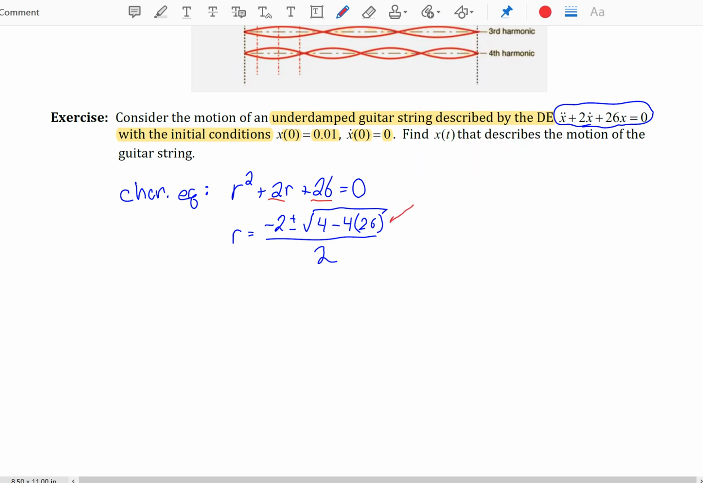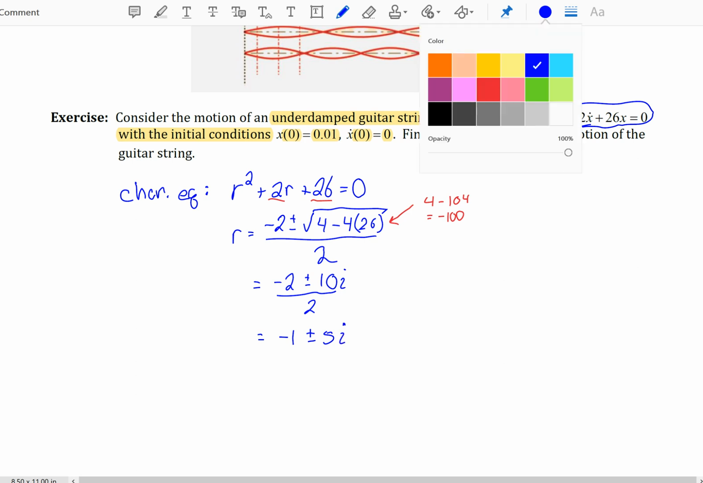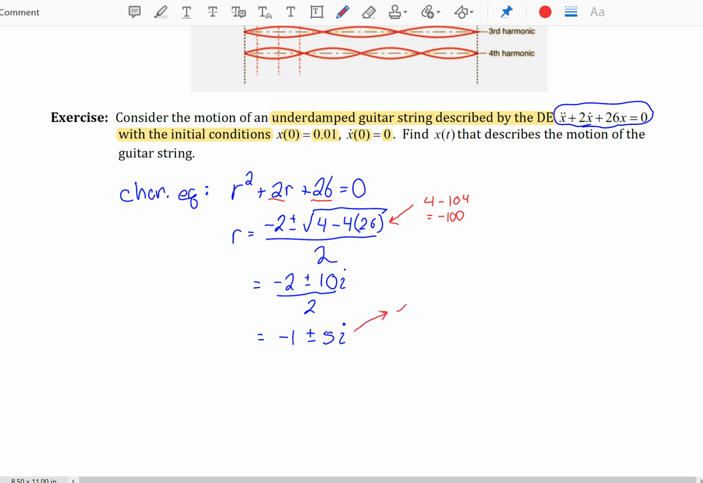Here, the discriminant is going to end up being 4 minus 104, or just negative 100. So notice we're taking the square root of a negative number, and the square root of negative 100 will give us negative 2 plus or minus 10i over 2, which if we simplify, we can write as negative 1 plus or minus 5i. Of course, we need to recognize here that alpha is going to be the negative 1, and beta is going to be a 5. These are the two parameters that we'll use in writing our general solution.